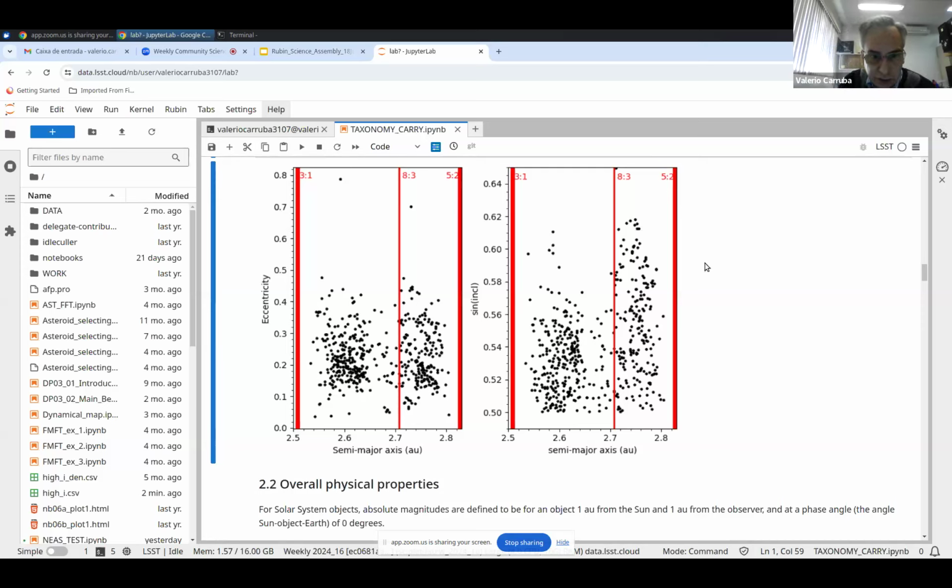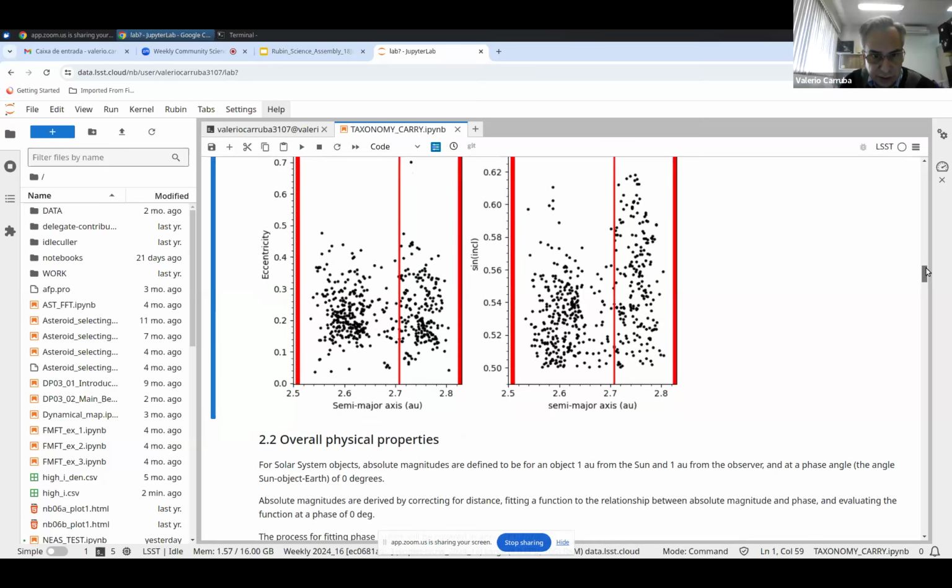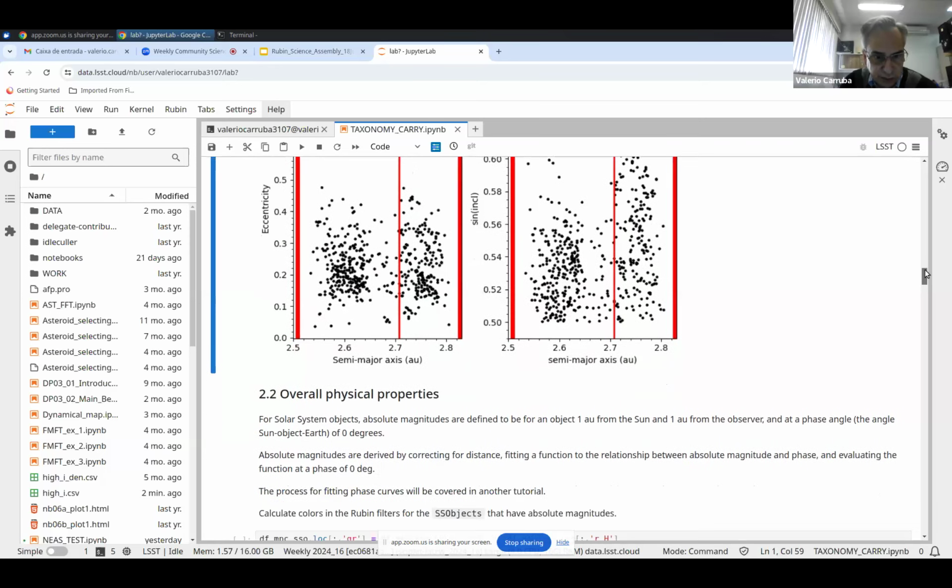Pallas is the second largest object. It is also a highly inclined object. You have the Ansa family, which is in the inner central main belt, and several other families like Gallia, Barcelona, etc., that are not clearly visible here because these are osculating elements. They are not constants of the motion, but it gives you an idea.